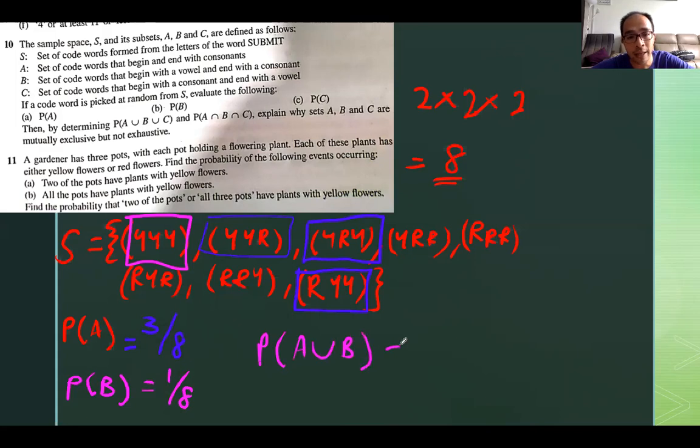Before you find this, always ask yourself, are these two events mutually exclusive or not? And the answer is they are mutually exclusive because mana mungkin this event overlap dengan this event is not possible. Because this is 2, this is 3. So since they are mutually exclusive, then kita tambah sajalah 3 over 8 plus 1 over 8 will give you 1 over. That's how we do questions that have to do with mutually exclusive.